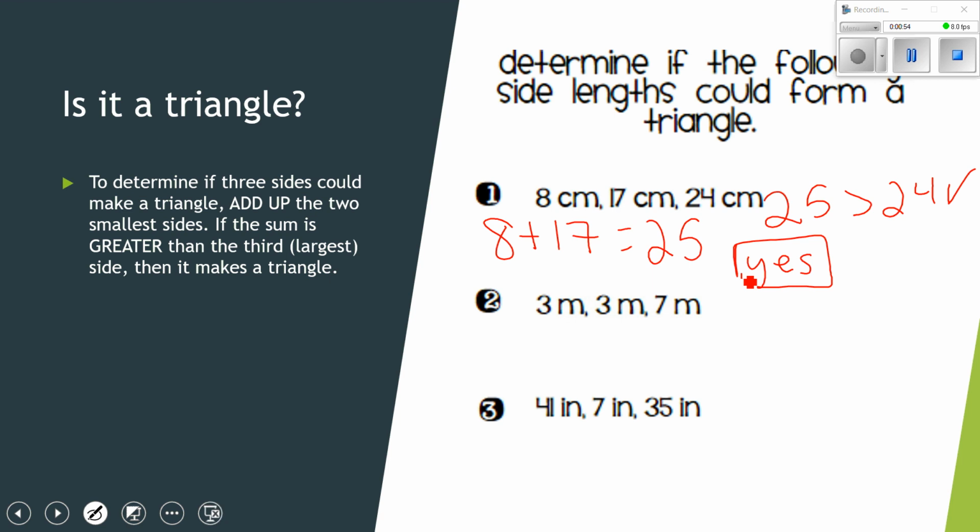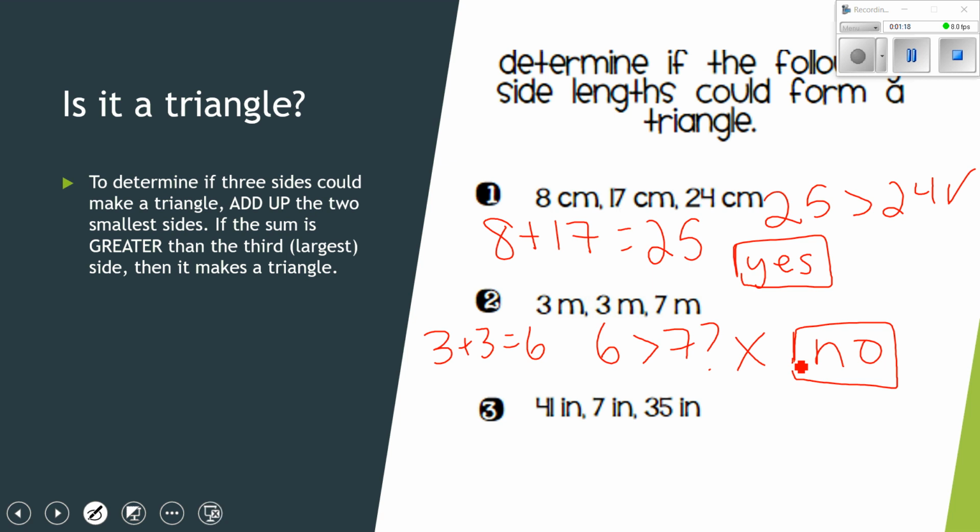On number 2, my 2 smallest sides are 3 and 3. So we're going to go, okay, let's add those up. 3 plus 3, and that equals 6. I need to check, is 6 bigger than 7? And that is not true. 6 is not bigger than 7. It is smaller, so we're going to say, nope, not a triangle.